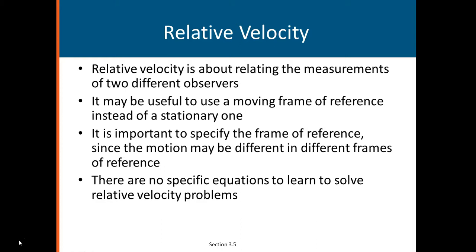So relative velocity is really about relating the measurements of two different observers. And so it's maybe useful to use a moving frame of reference instead of a stationary one. It's important to first specify the frame of reference that you're talking about, since the motion might be different depending on what your frame of reference actually is. So really it's like, how are you looking at things? There are no specific equations you have to know for this.